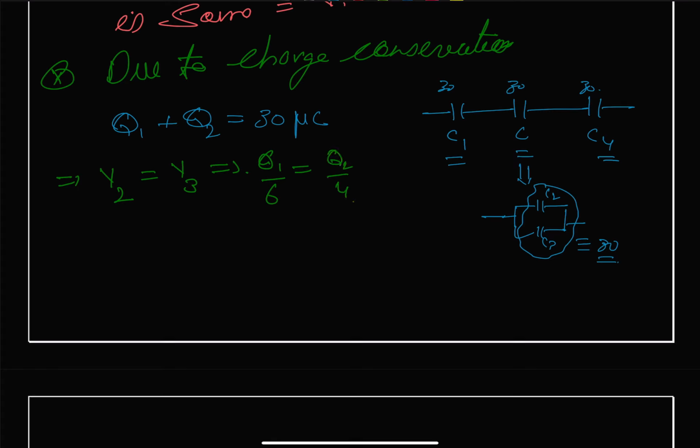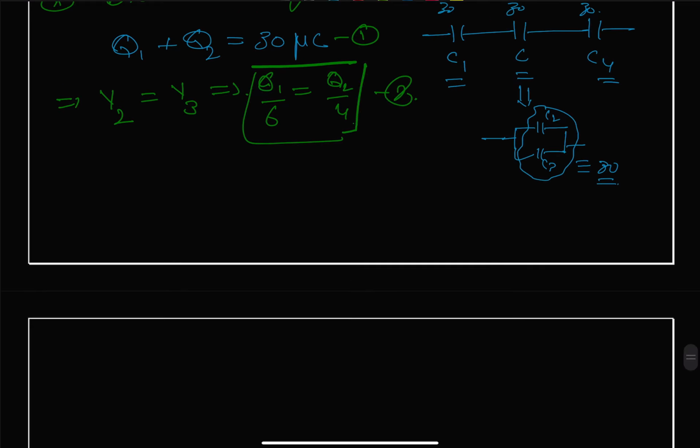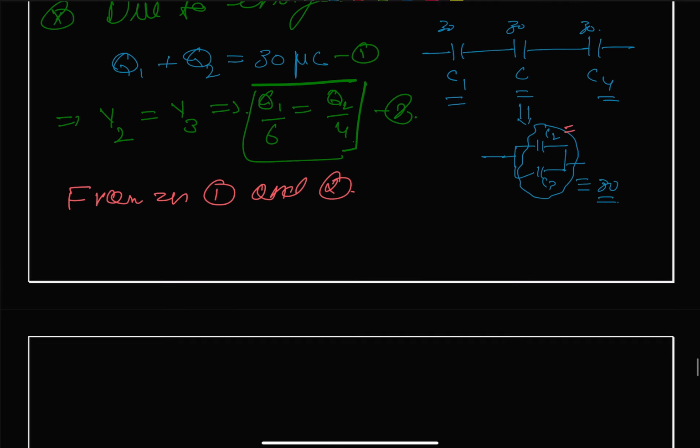And we have two equations, and we can easily find our Q1 and Q2. So let us suppose this is our equation 1 and this is our equation 2. So from equation 1 and 2, we are only interested in our Q1, so we are going to find only Q1.